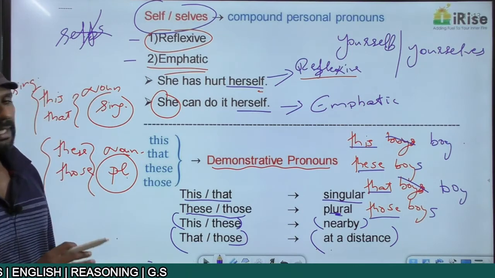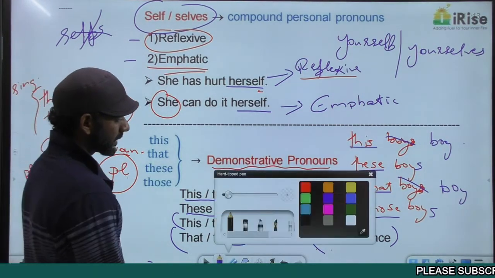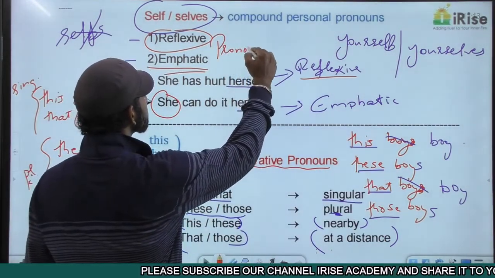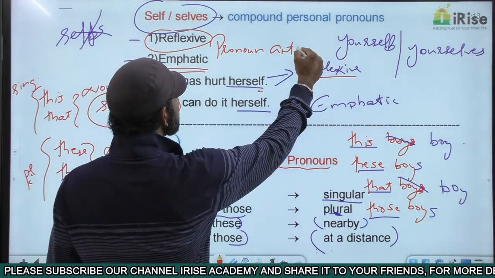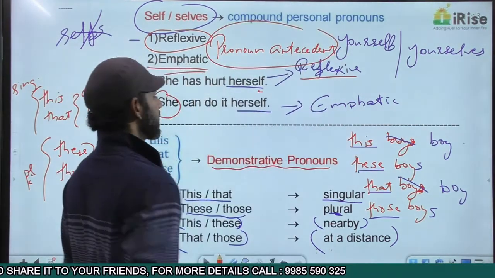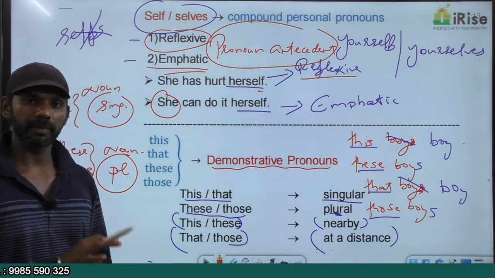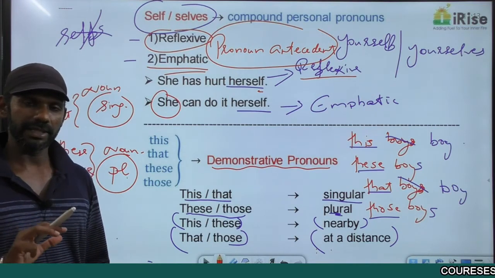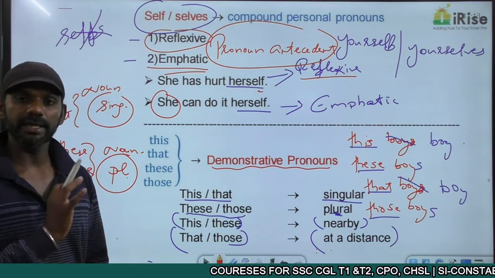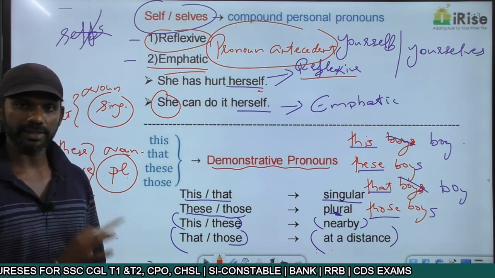Now when you look for an error based on pronouns, the main thing you need to look for is pronoun antecedent. This is a very important concept when it comes to reading comprehension, parajumbles, closed test, fill in the blanks, spotting the error, and sentence improvement questions. We can eliminate some options based on this concept.